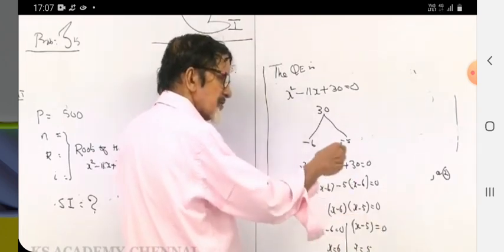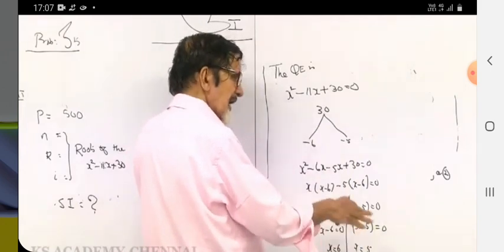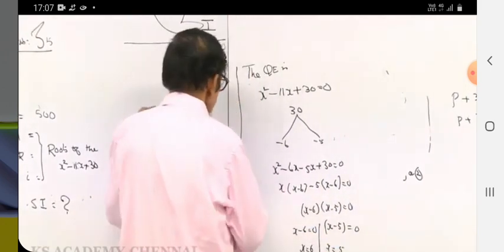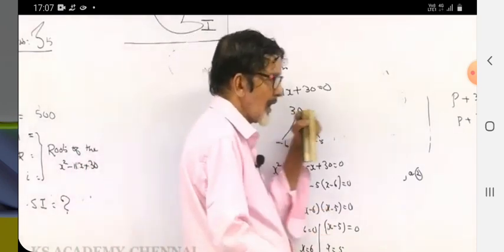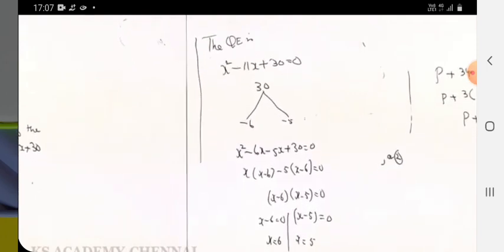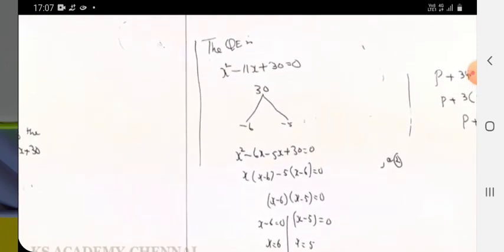Root means x value. Quadratic equation I will teach; until then, if you do not know, accept it. Six is a root. 5 is a root. This is the method by which we can find the values of x. You have to split it and write like this. First bracket you put 0, second bracket you put 0. First bracket 0 means x is equal to 6, x is equal to 5. These are the roots. Roots mean values.